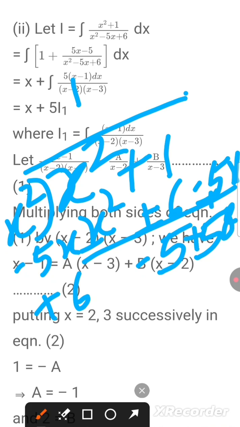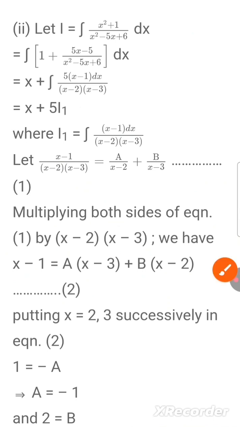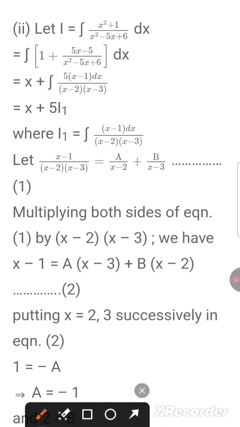Now this expression can then be written as 1 plus (5x minus 5) by (x square minus 5x plus 6). So ultimately this improper fraction is converted into a proper fraction. Then we can go by those 4 rules, whichever is suitable for this particular equation. So that is done. Next, we have to take the partial fraction for this part.